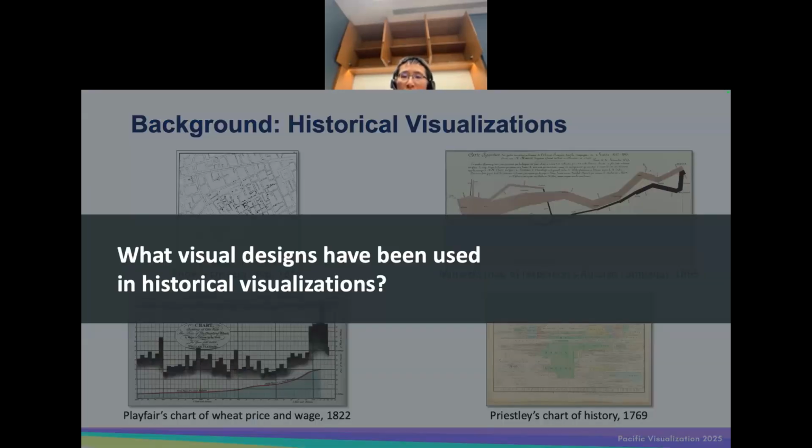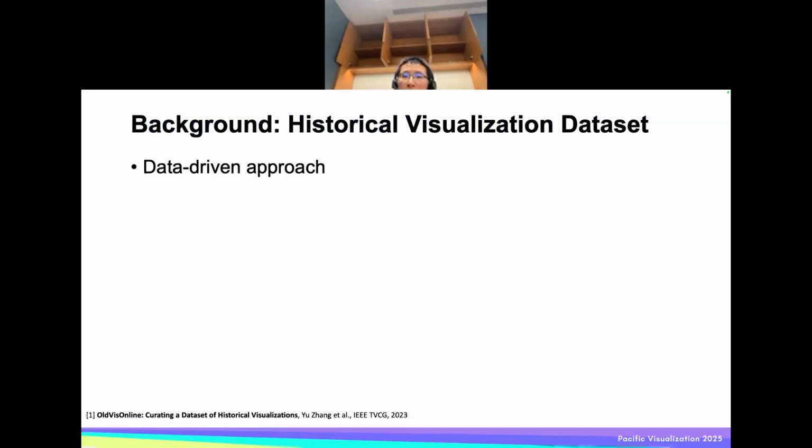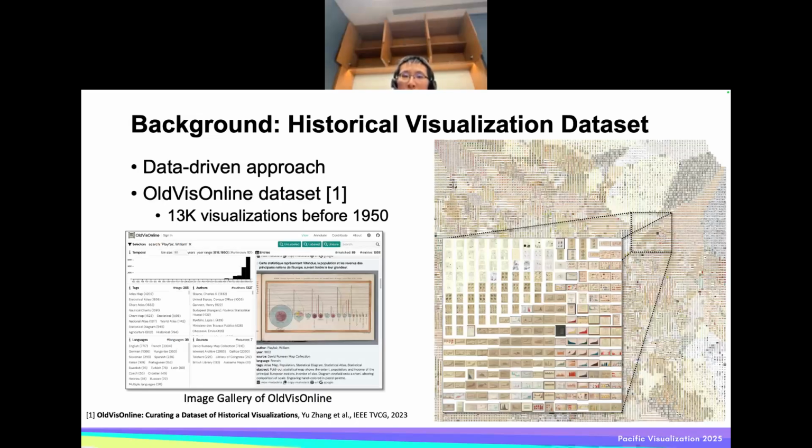And in this work, we are interested in investigating what visual designs have been used in historical viz. To answer this question requires a data-driven approach that examines a corpus of historical viz and categorizes the visual designs used. In our previous work, OldVisOnline, we have curated a dataset of 13,000 images of historical viz published before 1950, as shown in the right image collage. Such a collection provides us with the opportunity to apply the data-driven approach.